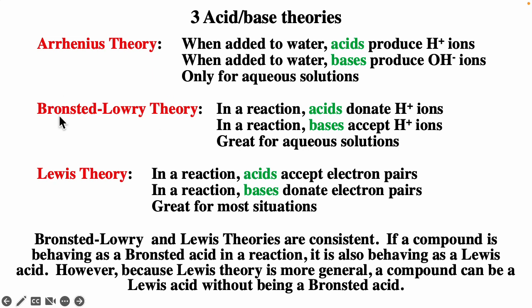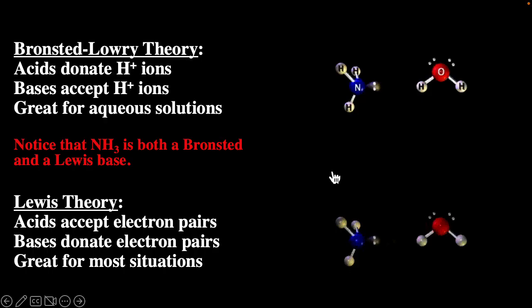We just talked about how to determine relative strength of Bronsted acids. Now remember, Lewis acids are consistent with Bronsted acids. All Bronsted acids are Lewis acids, but not all Lewis acids are Bronsted acids because Lewis theory is more general. And for Lewis theory, you're looking at pairs of electrons. And so it's kind of interesting.